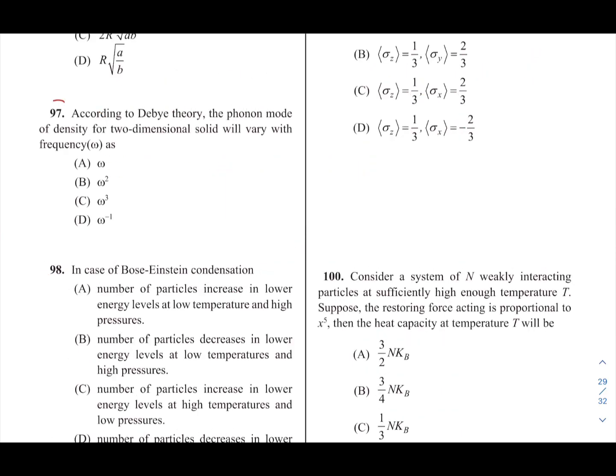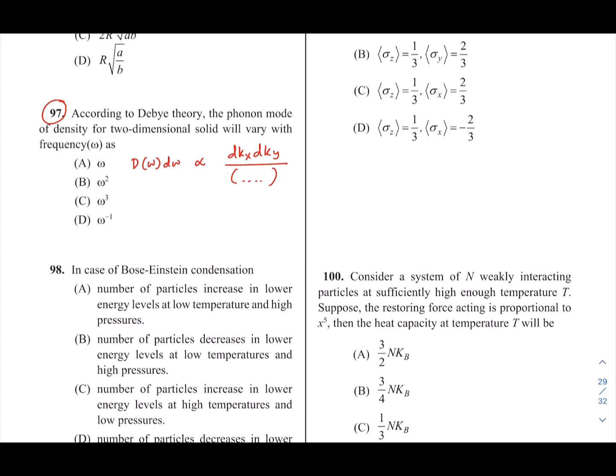Problem number 97. According to Debye's theory, the phonon mode density for a two-dimensional solid will vary with the frequency as? So the density of states g(omega) d omega is proportional to dkx dky, that's the infinitesimal area in k space for a 2D solid, divided by the area for each state.